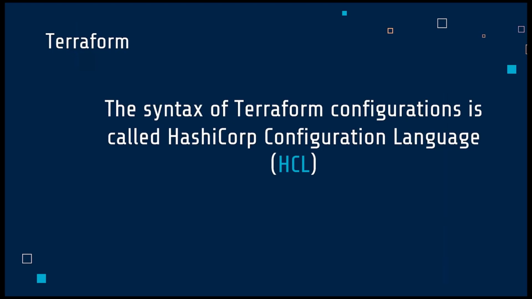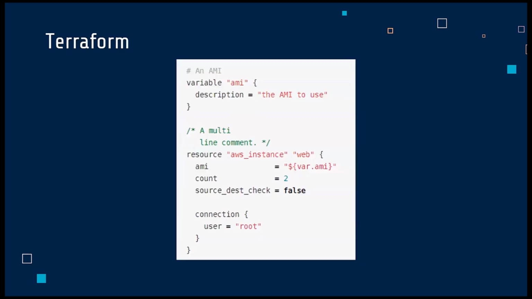So the syntax that we're going to use for Terraform is called HashiCorp Configuration Language, shortened it's HCL. It looks like this. It's relatively easy for humans to read and write because it resembles JSON, but yeah, I find it easy to work with.